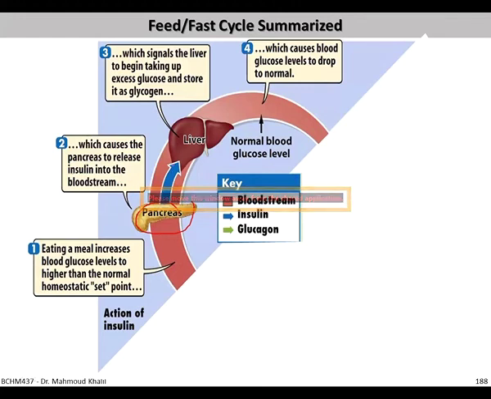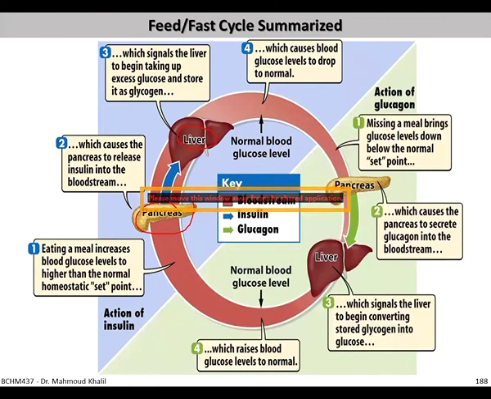As we said, it will affect the liver to begin taking up the glucose and store it as glycogen. This, of course, will lead to a decrease in the glucose level and bring it back to the normal level. So this actually is like a negative feedback mechanism for the amount of glucose inside the blood.